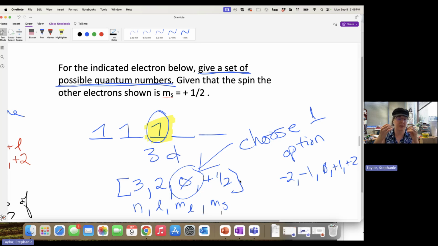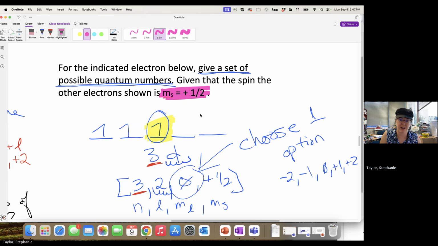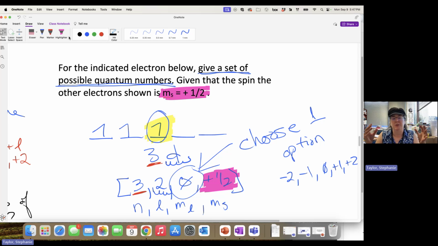Because it's labeled 3D, you have to have a 3 and an l of 2, and then you were already given information about m sub s. So you are locked into the other 3. I've got my 3 here and my 3 there, my D here so my 2 here, and then the information about the other ones, and that has to match. But for that m sub l value, I have enough information to have it be one of 5 options. That's all I have. If it says to give a set of possible quantum numbers, you're going to pick.